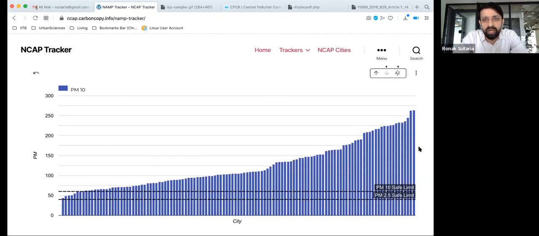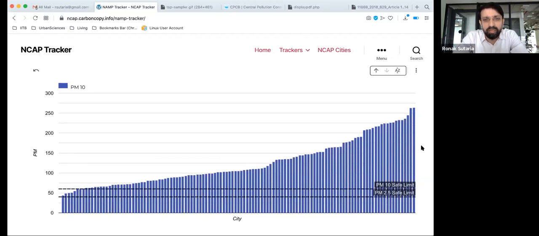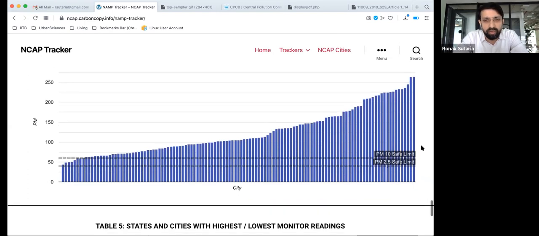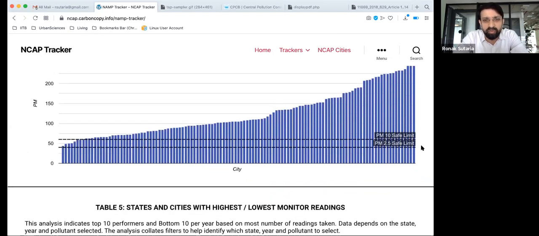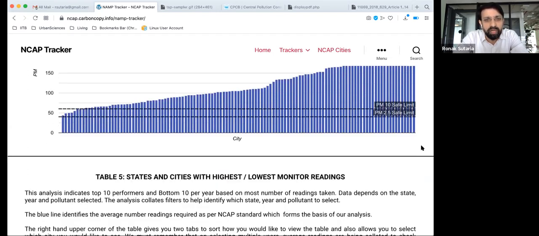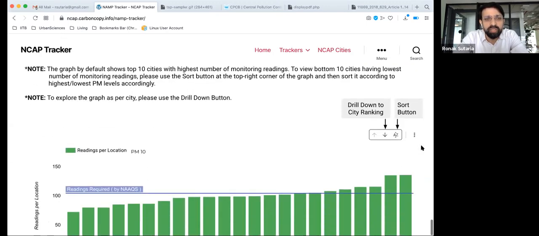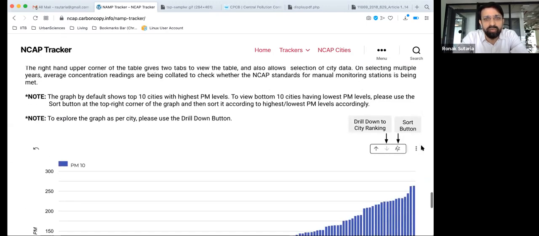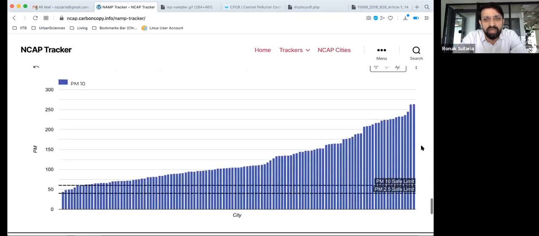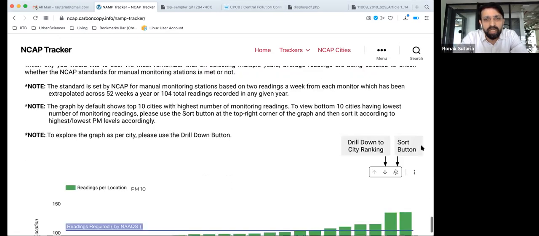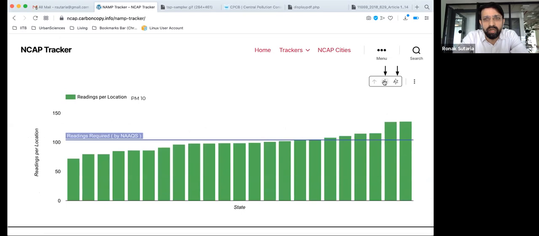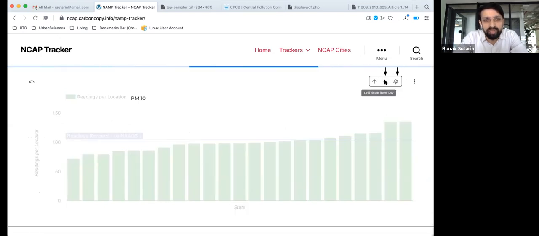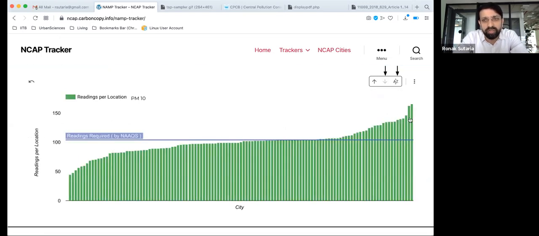So this data will allow you to find your own city, and then you should put it in the context of the number of monitors and number of readings per monitor. So this is a quick glance of the actual PM levels and the rankings of the cities. And this is actually a ranking of the number of monitors and number of readings per location. So you can come to know which are the more well-run monitors versus which are not.